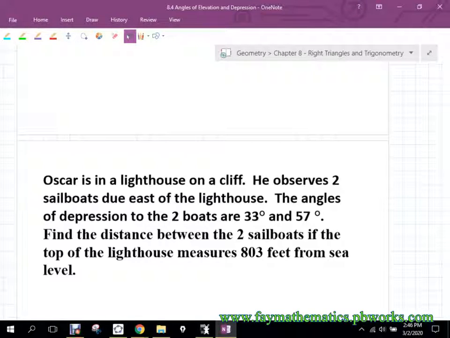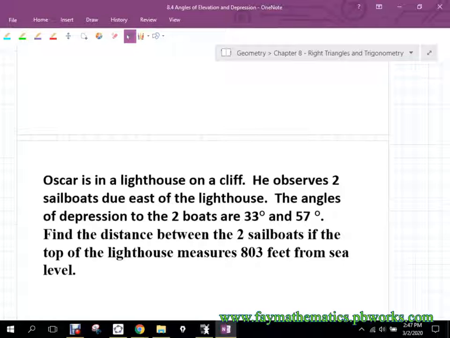But one of the main story problems that I hope that we can master is this one here. It says Oscar's in a lighthouse on a cliff, okay? He observes two sailboats, both due east of him. And it says the angles of depression of the two boats are 33 degrees, 87 degrees. Find the distance between the two sailboats, if the lighthouse is 803 feet off the sea level. You don't have to write that down or anything. I'll give that to you again when we actually do this problem.